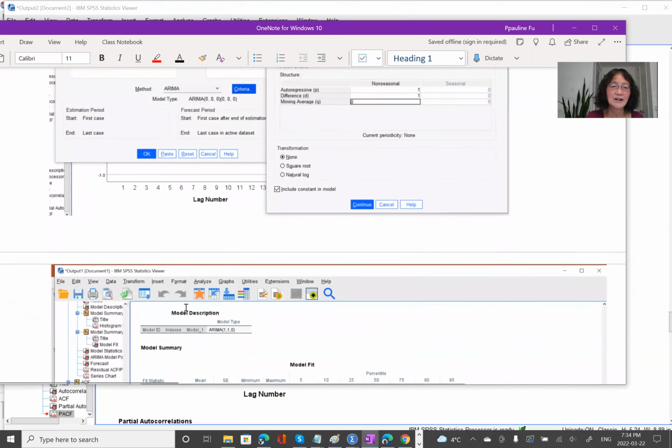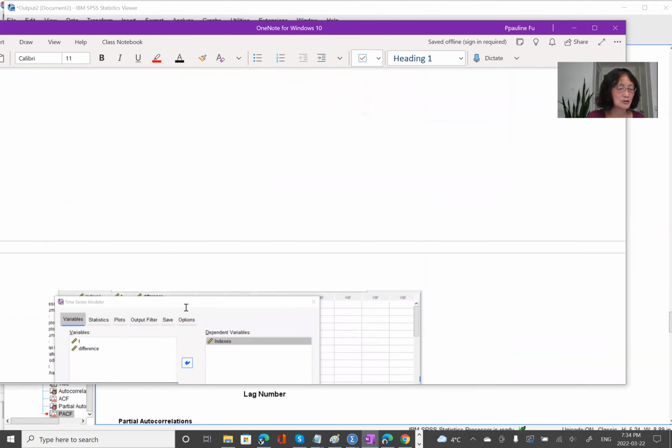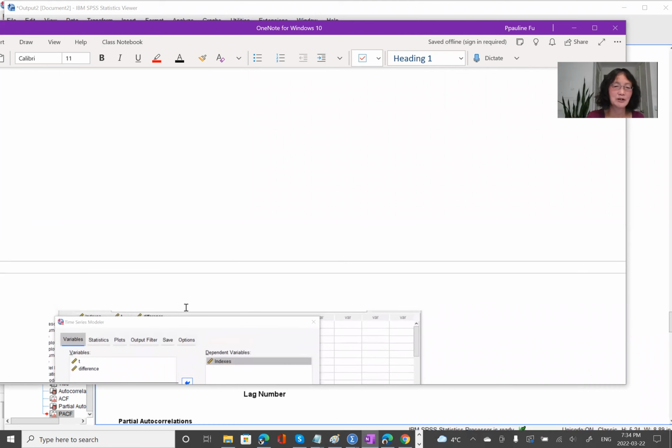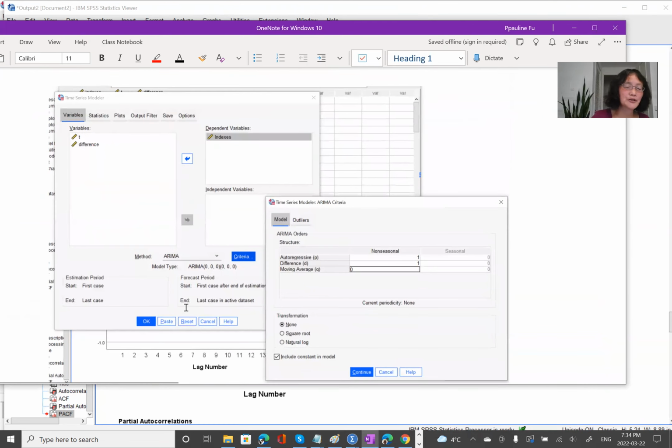Then you can propose a model. The first model we propose, we want to use ARIMA(1,1,0). Let's start with 0. The 0 means non-moving average. And the 1 in the middle means difference, the difference between Yt and Yt-1.